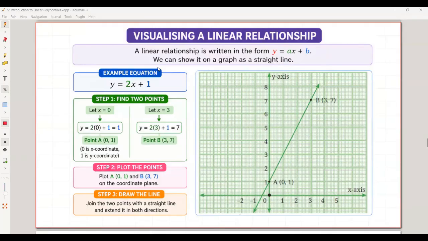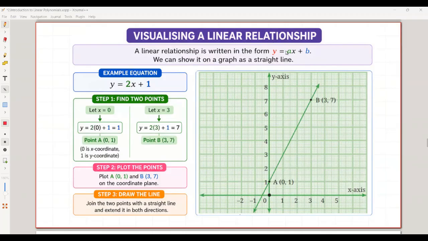Today we are going to learn about visualizing a linear relationship. What is the relationship between x and y? In the last class we discussed what a linear relationship is, the relationship between x and y.